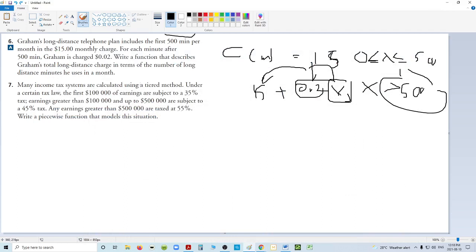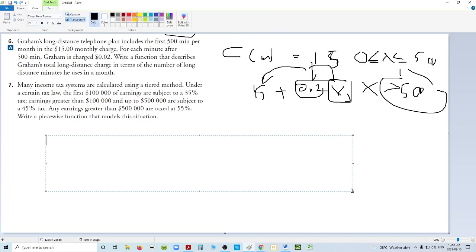Many income tax systems are calculating using a tiered method. Under a certain tax law, the first 100,000 is subject to 35%. Anything greater than that, up to 500,000, is subject to 45%, and earnings greater than that are 20%. Write a piecewise function. Okay, so how much taxes do I owe between 0 is x and up to 100,000? It's pretty clear that my taxes are going to be equal to, what percent did they give us? 35%. What's 35% in decimal? 0.35 times my x. So whatever my x is, I'm going to be charged 0.35 in taxes.